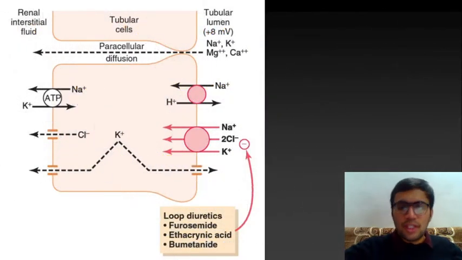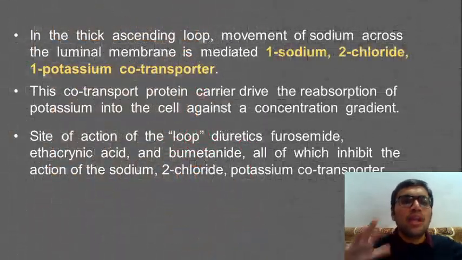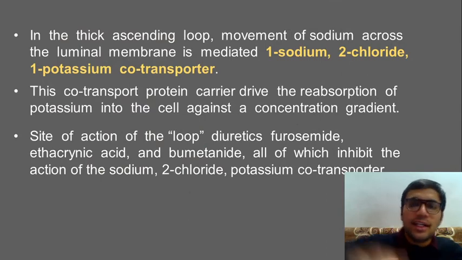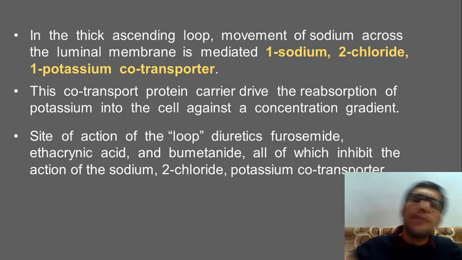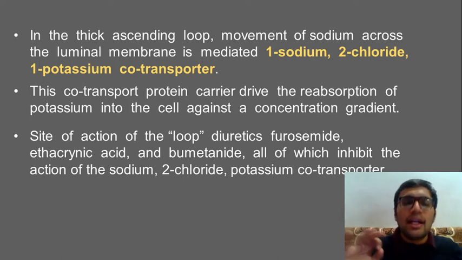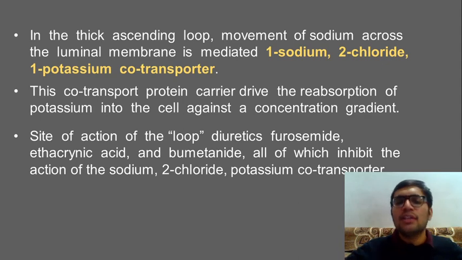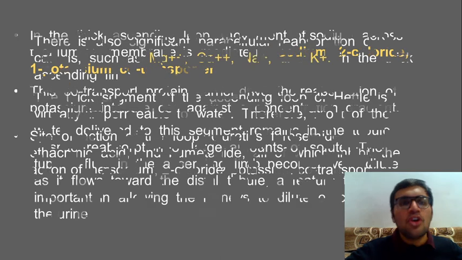Okay guys, this is the picture I have already told you. This is the text you need to focus on in the thick ascending loop. Movement of sodium across the luminal membrane is mediated by the one sodium, two chloride, one potassium co-transporter. This co-transporter protein will drive the reabsorption of potassium. The site of action of loop diuretics such as furosemide is this particular channel. Is that okay? So this is all in all.